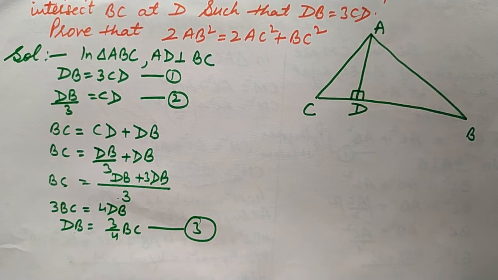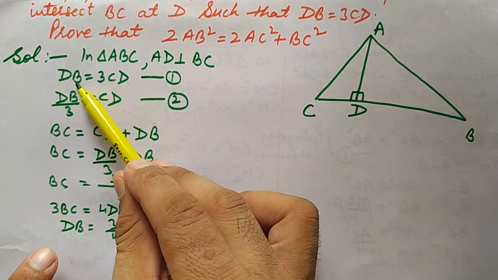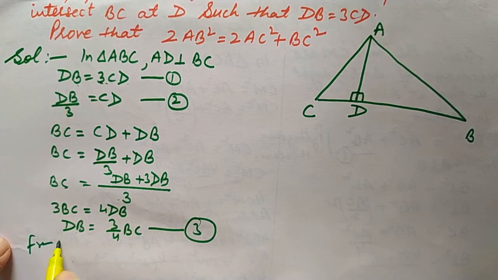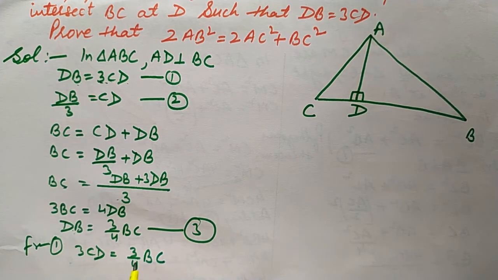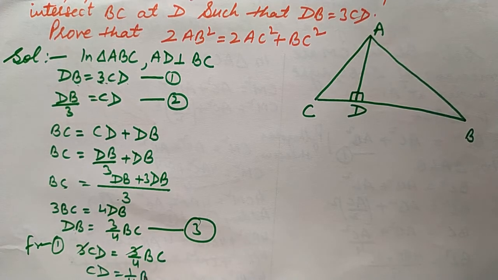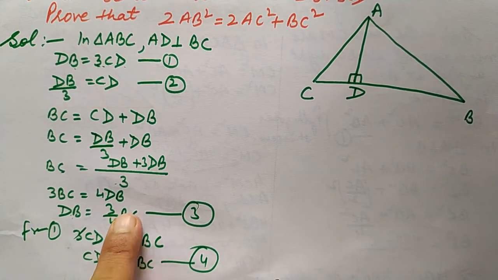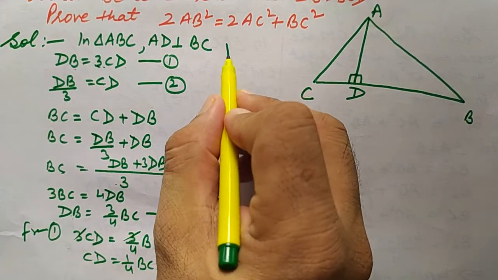Now see here, from equation 1, in place of DB, can I write 3CD? Yes, I can write 3CD. So from 1, in place of DB, it is 3CD. I'll get the relation between BC and CD. So see here, 3 and 3 will be cancelled. So CD is left 1 by 4 BC. So these are the relations of DB and CD with BC. I told you in the beginning, we need to find these two relations, CD and DB with BC. Now our work is very easy.